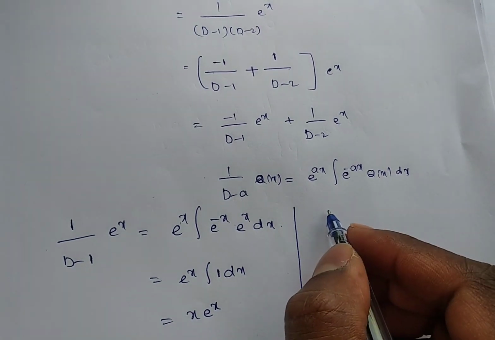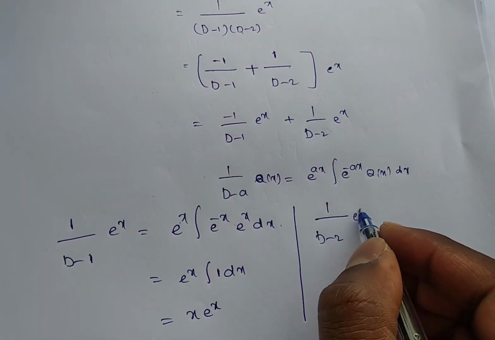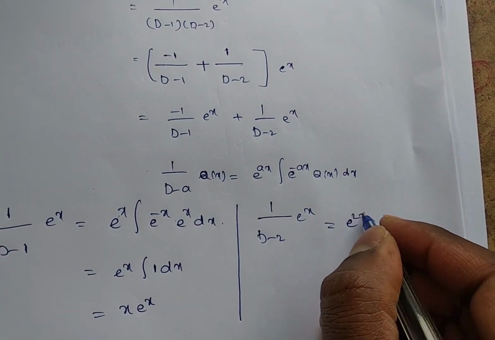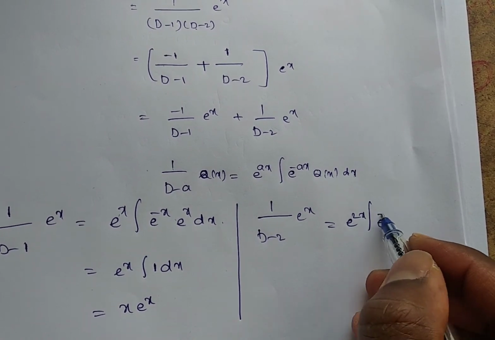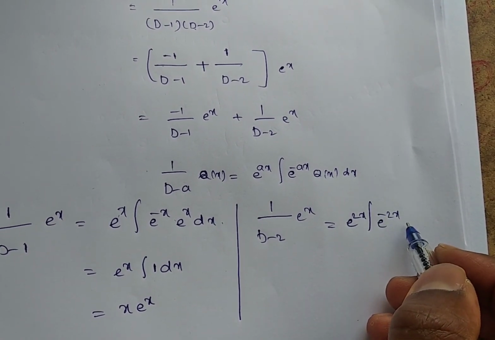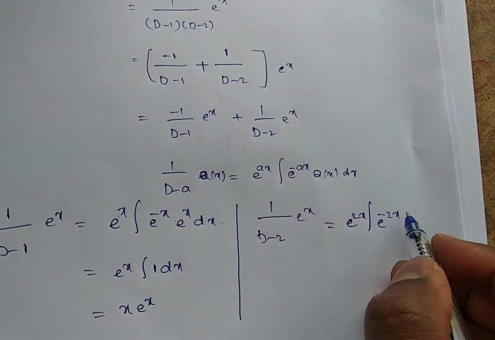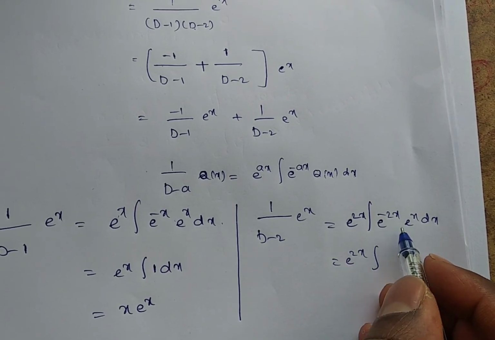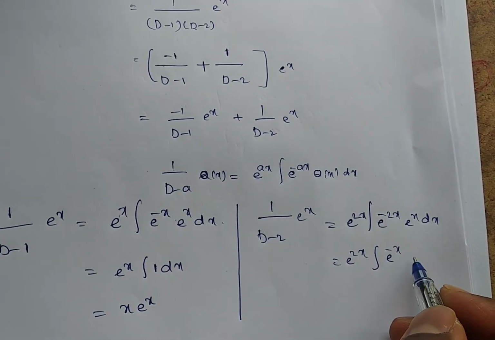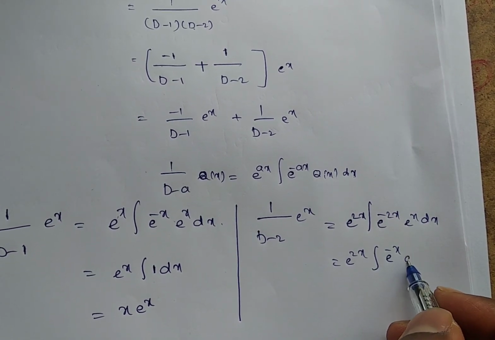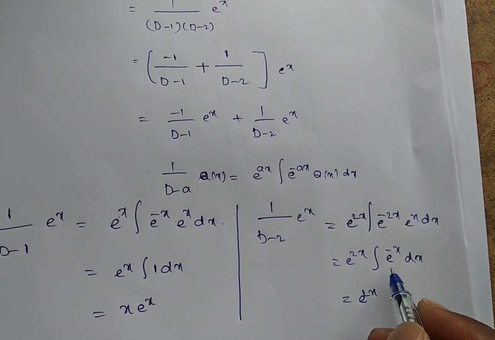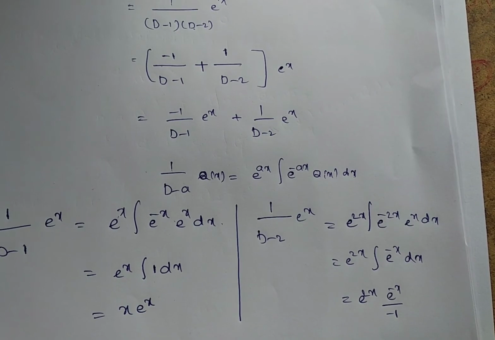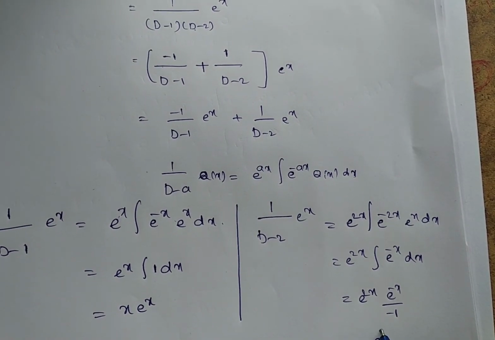Next, the second value, 1 by D minus 2 into e power x. Now this is equal to e power 2x into the integral of e power minus 2x into Q of x, where Q of x is e power x only. So e power x dx. So e power 2x into, here the bases are same, so powers will be added: minus 2x plus x will become minus x, dx. So e power 2x, and the integration of e to the power of minus x is e power minus x by minus 1. So after simplifying we are getting minus e power x only.